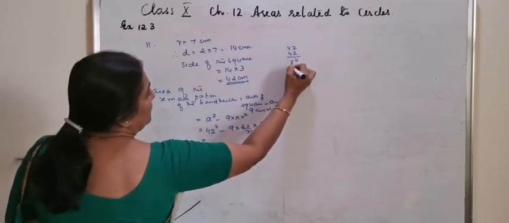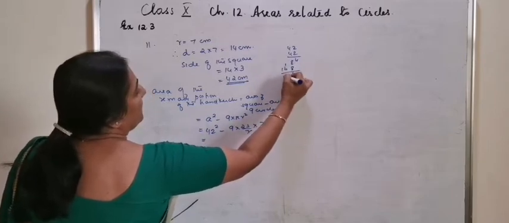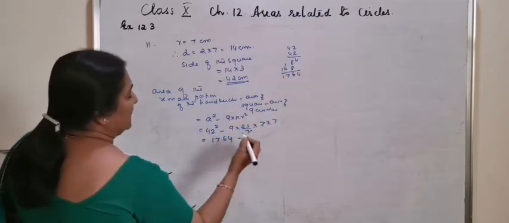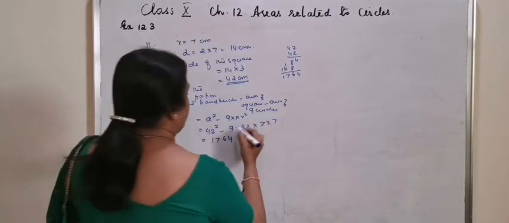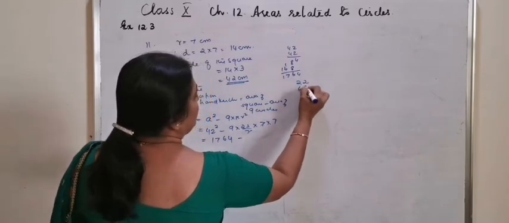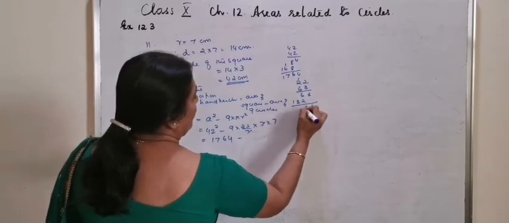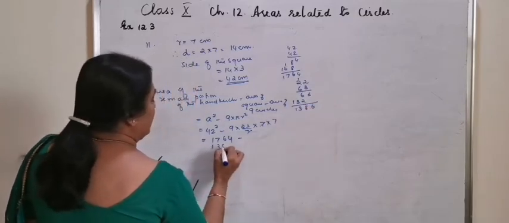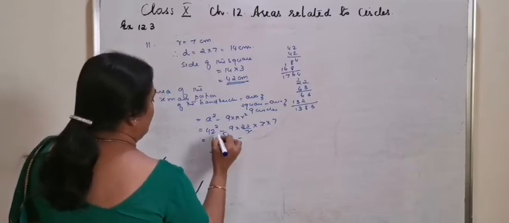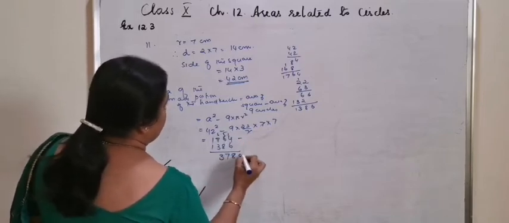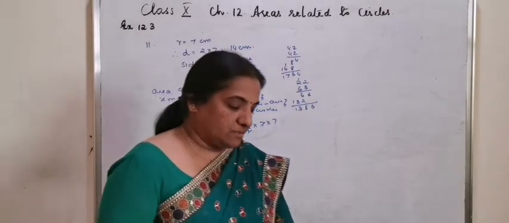4 2s are 8. 1,764 minus 22 into 9 sevens are 63. 22 into 63. 1,386. It's 378 centimeter square. The next question.